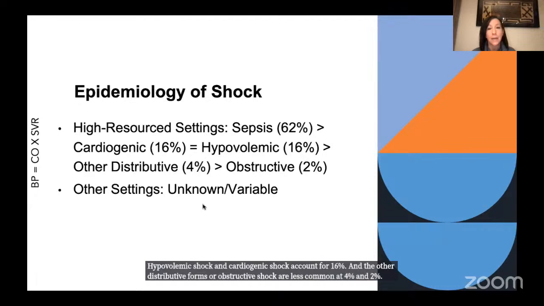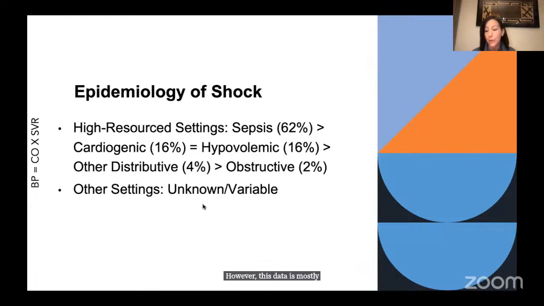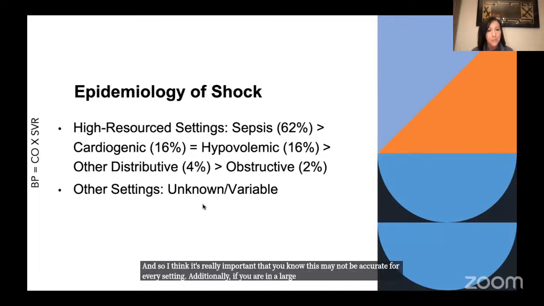However, this data is mostly from high resource settings. So in other settings, we may not be as familiar with the types of shock with which patients present. And so I think it's really important that this may not be accurate for every setting. Additionally, if you are in a large trauma center, for example, you may have a higher presentation of hypovolemic or hemorrhagic shock because of the number of types of cases that present to your facility.